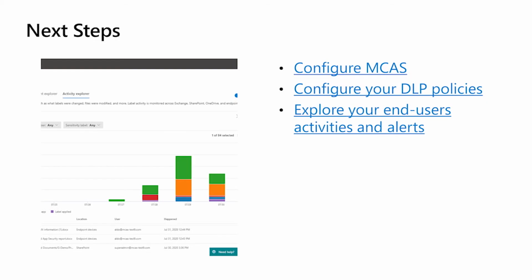Next step for you, in order to enjoy and get all these values from MCAS and Microsoft Information Protection, is to first configure MCAS and then configure your DLP policies. After you configure these two, you can explore all the activity and alerts in the Activity Explorer of Microsoft Information Protection, which gives you all the visibility of what happens in your organization with labels, with different workloads, with different users, and all the data that you need in order to control sensitive information in your organization.